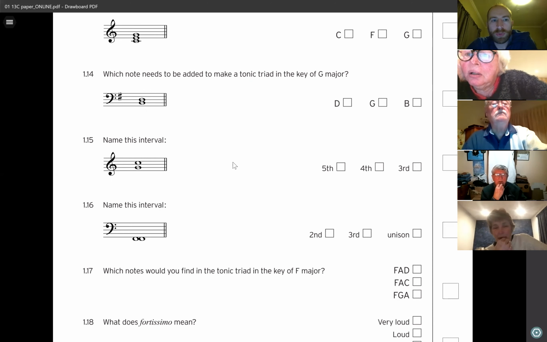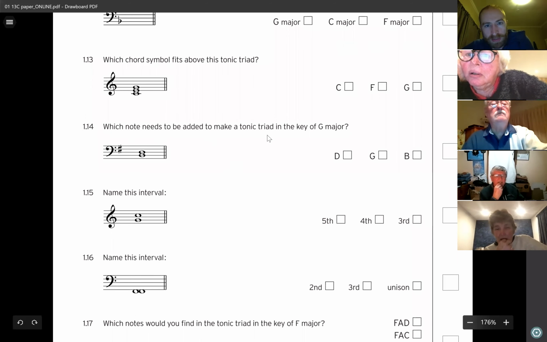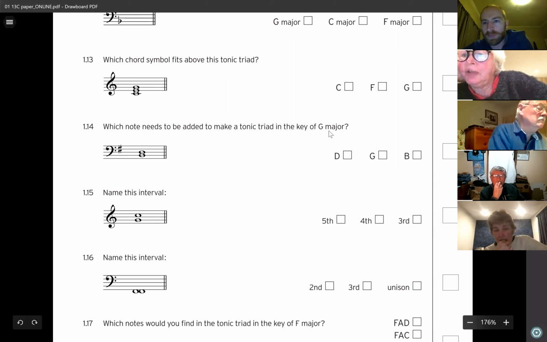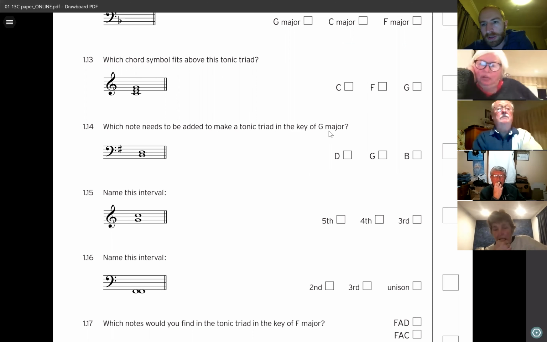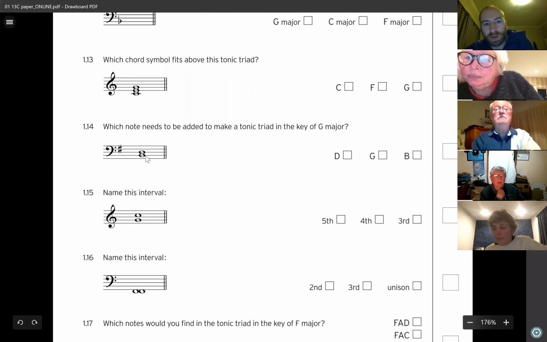Everyone understand question 14? Okay, so we need to build a triad, a tonic triad in the key of G major. That means you've got to start on the G. Your tonic needs to be G. So here we've got a B and a D. If we had a G at the bottom, we would form a tonic triad in the key of G. You've got to read the question properly.